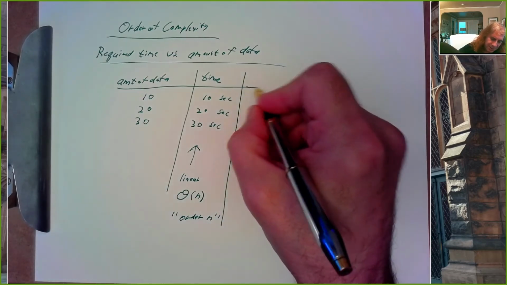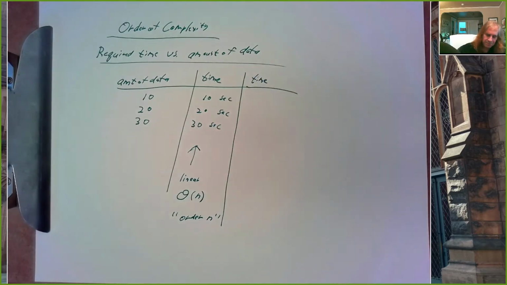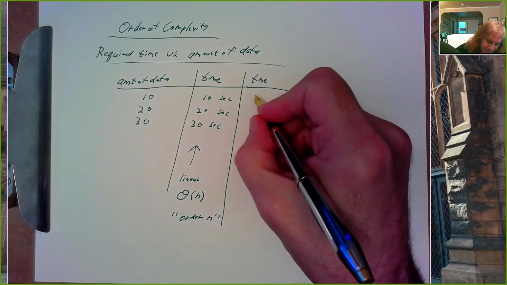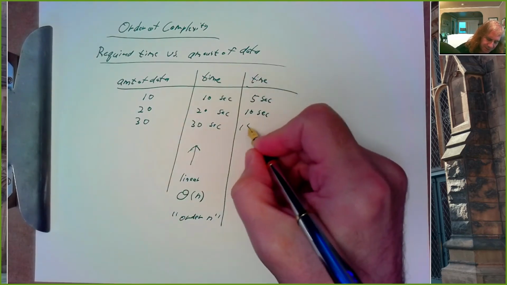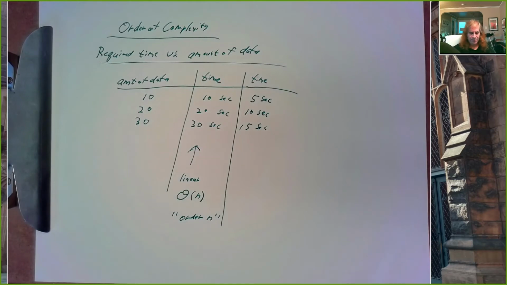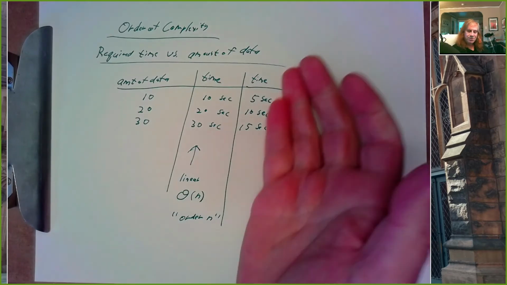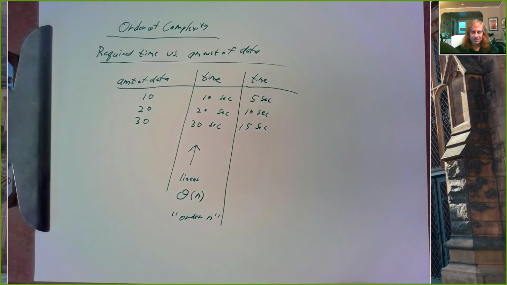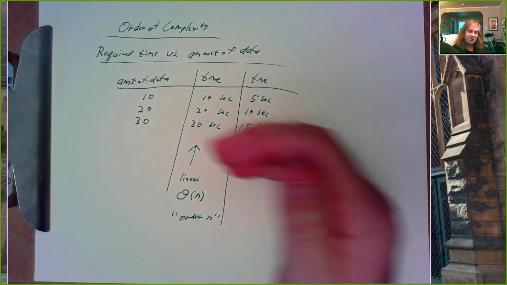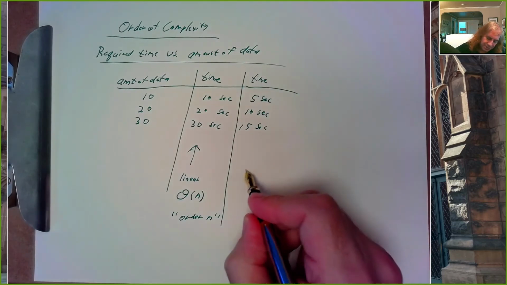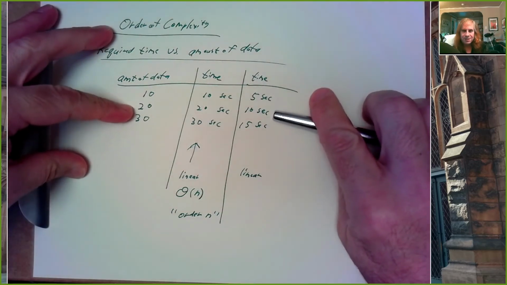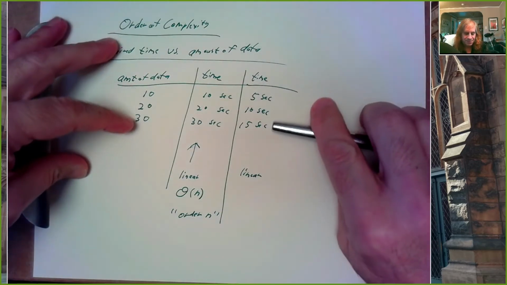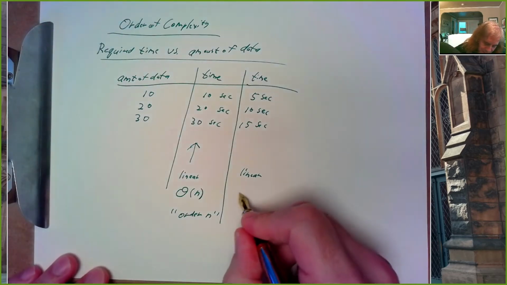Now let's say I run this on a faster machine. Let's say I have a machine that's twice as fast. So to process 10 pieces of data takes 5 seconds. 20 pieces takes 10 seconds. 30 pieces takes 15 seconds. Even though this machine is faster than that one, the way in which the time increases relative to the amount of data is still linear. When I doubled the amount of data, I doubled the amount of time. When I tripled the amount of data, I tripled the amount of time. So this is still order n.